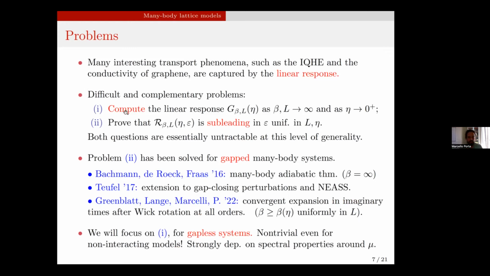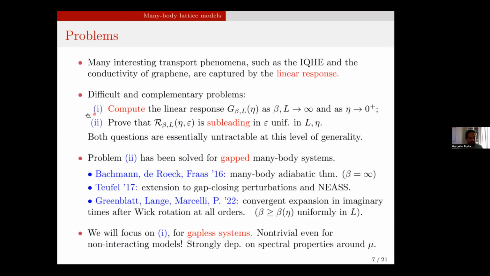The first one is to be able to compute the linear response rigorously in the limit in which the system gets infinitely large and the adiabatic parameter goes to 0, and also maybe in the limit in which the temperature goes to 0. Another problem is to understand the rigorous validity of the linear response ansatz by showing that this error term is actually subleading in epsilon, uniform in the size of the system and in the adiabatic parameter. These are two hard problems in this many-body setting, and at this stage, since we didn't really specify a model, they're essentially intractable. This is way too hard for this level of generality.